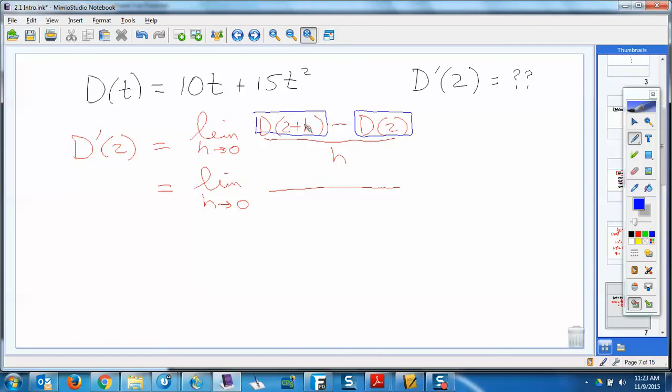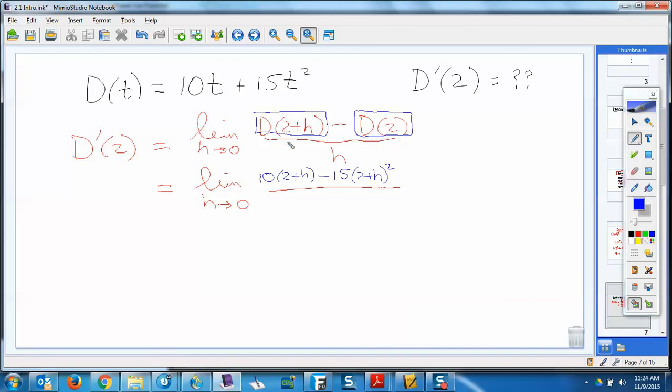So, what's D of 2 plus H? We just practiced that. What's D of 1? Put a 1 in for T. What's D of 2? Put a 2 in for T. What's D of 2 plus H? Put a 2 plus H in for T, right? So we're going to take 2 plus H and put it in here for T. So we're going to have 10 times 2 plus H minus 15 times 2 plus H squared, correct?